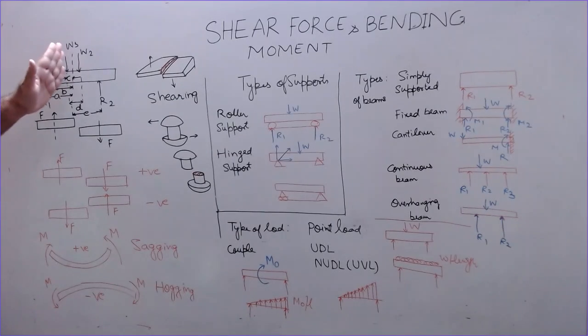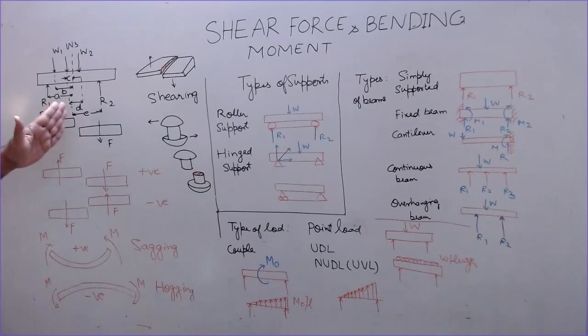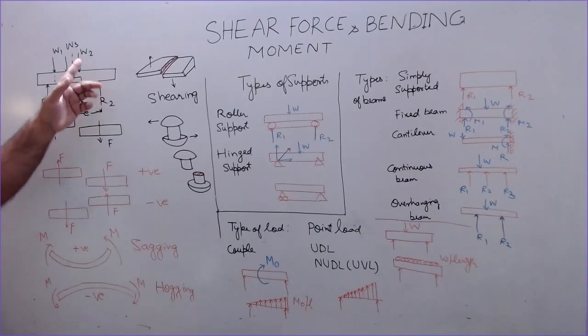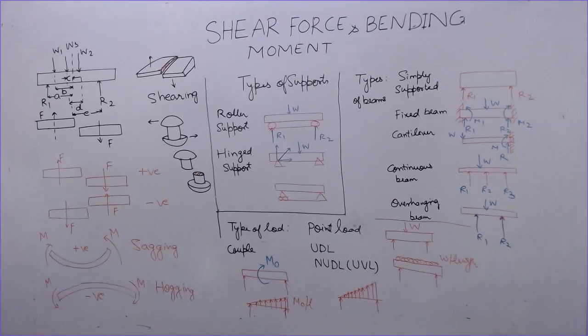Now I take a plane here. This plane you can take anywhere. I am taking this plane here, vertical plane. On the left side of this plane, the forces acting are W1 and W3 in downward direction, R1 in upward direction. And on the right side of this, we have W2 in downward, R2 in upward direction. So the resultant of these forces may be acting in the upward direction. It is not necessary that it is always acting in the upward direction.